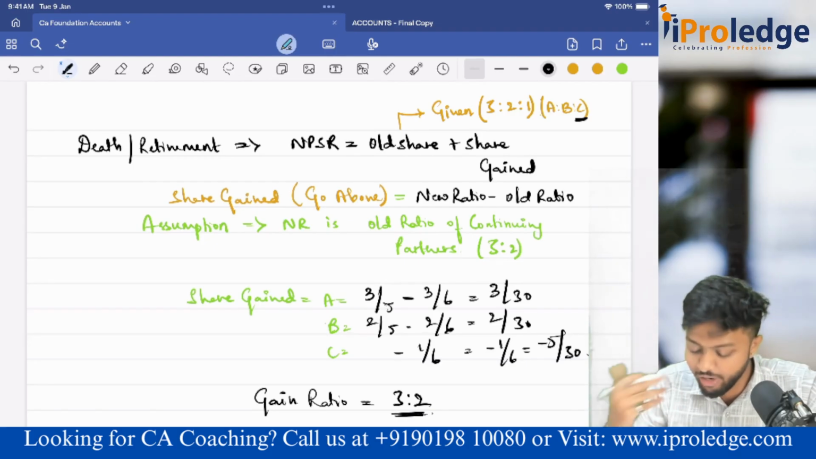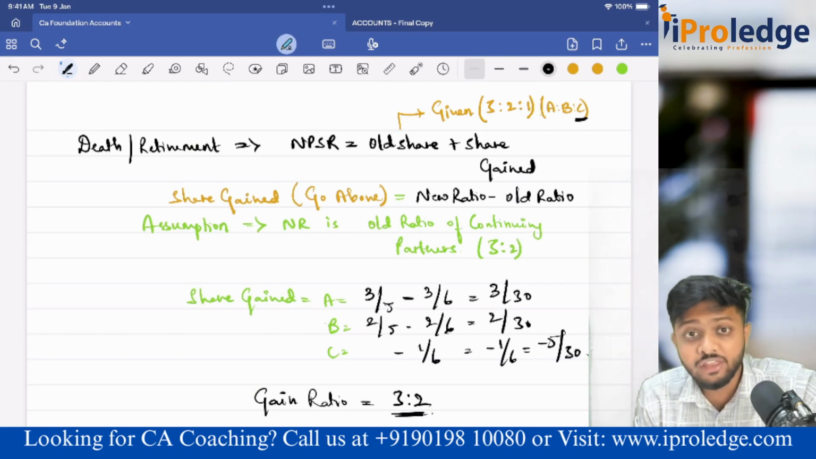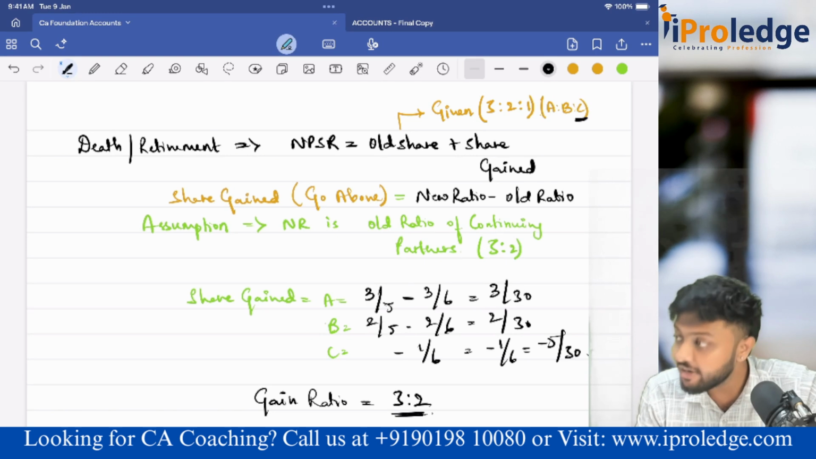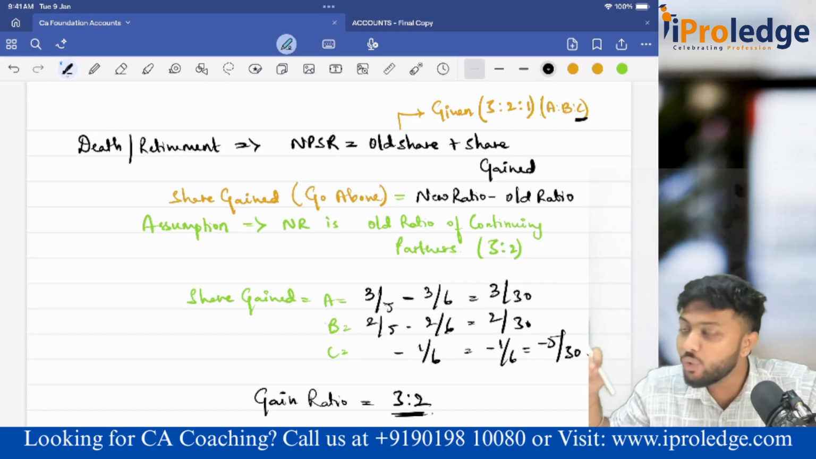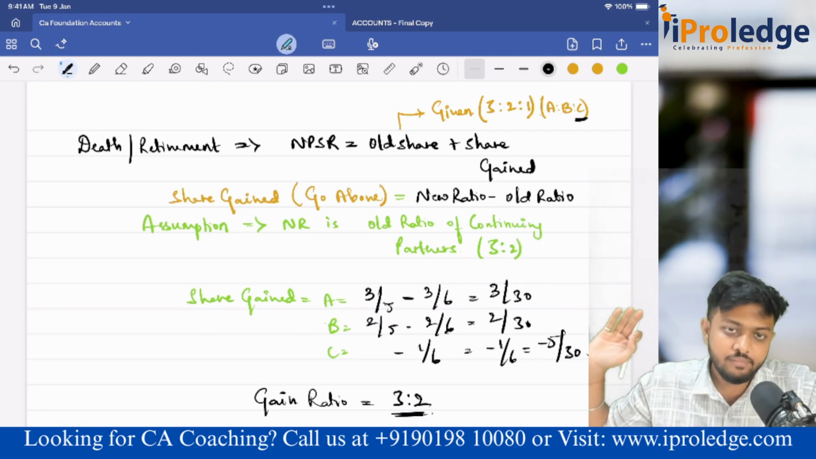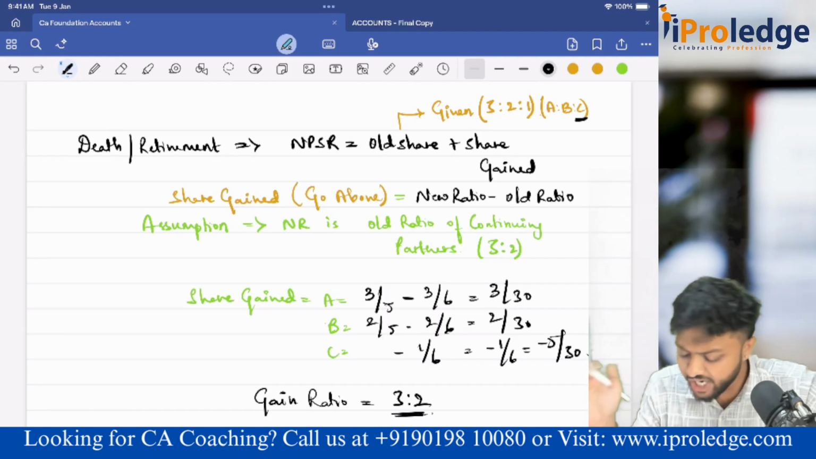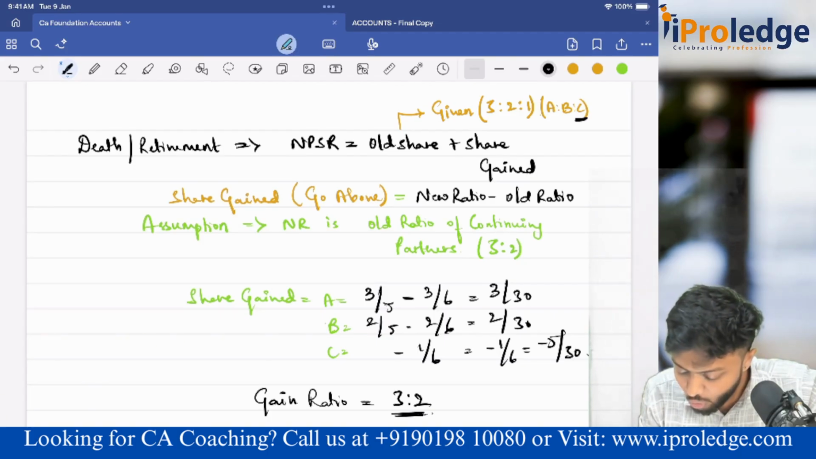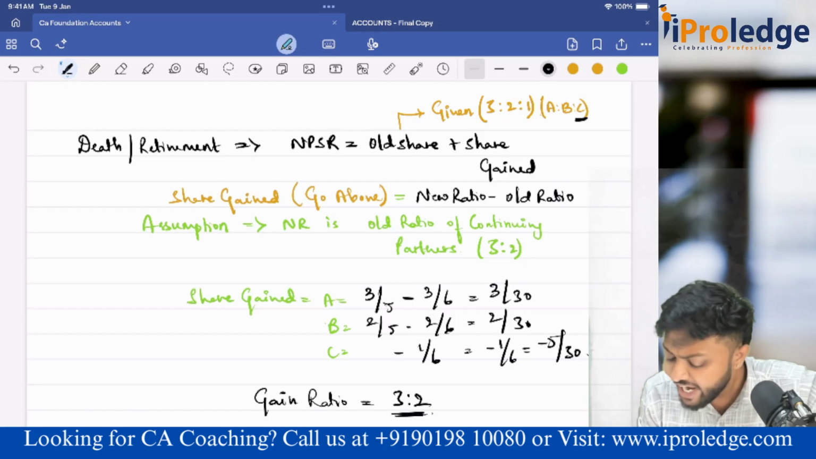Correct? So that's why my formula for the new profit sharing ratio in case of retirement or death is old share plus share gained. Whose share are they gaining? The share of the partner who is getting retired or the partner who is dead. So NPSR is equal to old share plus share gained. Now old share, 100%, they would have given in the question. I've already told you.